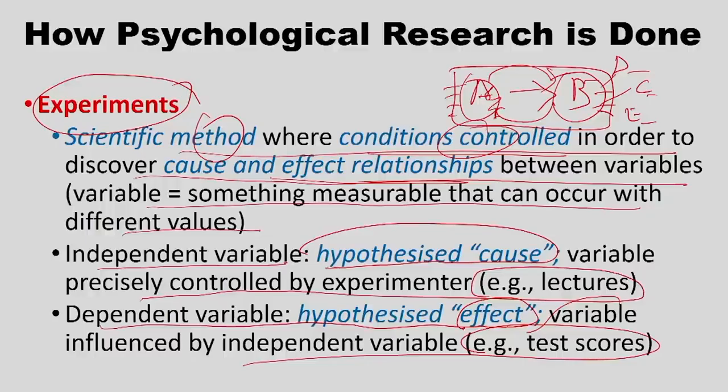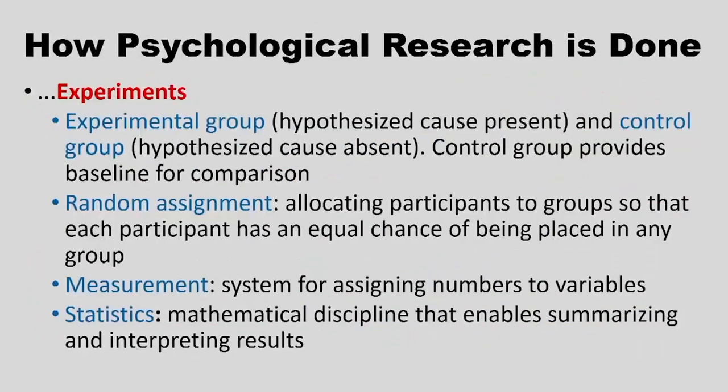And so this is the easiest explanation that you can have about experimentation and how an experimentation is done. So the independent variable in our case is the level of hot drink, and the dependent variable in our case is the academic performance that we are having. So, how do we do experiments? The experimental group, hypothesis, cause, present, and control group.